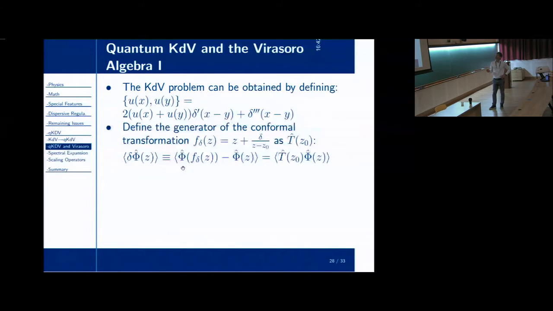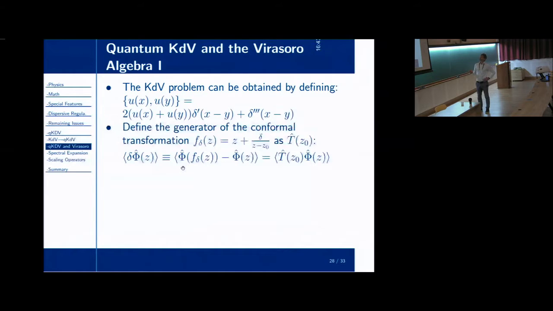So suppose we want to consider the following conformal transformation. It's the identity plus a small part which has a pole at z naught. And we want to apply this conformal transformation on some operator phi. Namely, we want to look at phi not at the original point z, but at the new point f of delta z, which is this conformal transformation, and see how it changes with respect to the original phi at the point z. So we take phi at this new point minus phi at the old point.